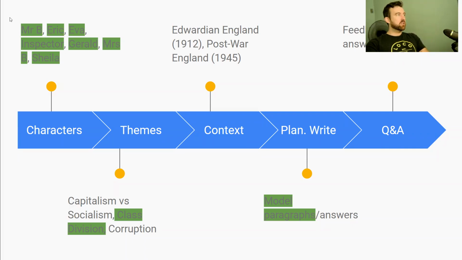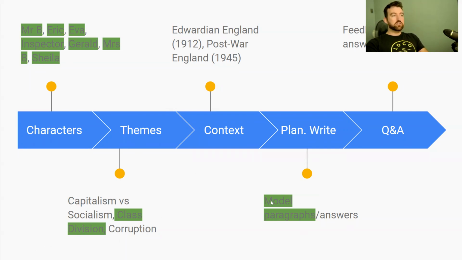You can go back and look over the videos that we've done on Mr. Birling, Eric, Eva, Inspector, Gerald, Mrs. Birling, Sheila, so all the main characters. Every one of those videos has lots of key quotes and model answers for the characters, so go check them out. We've also done the theme of class division. We've talked a lot about capitalism versus socialism generally. We've talked about corruption a lot generally.